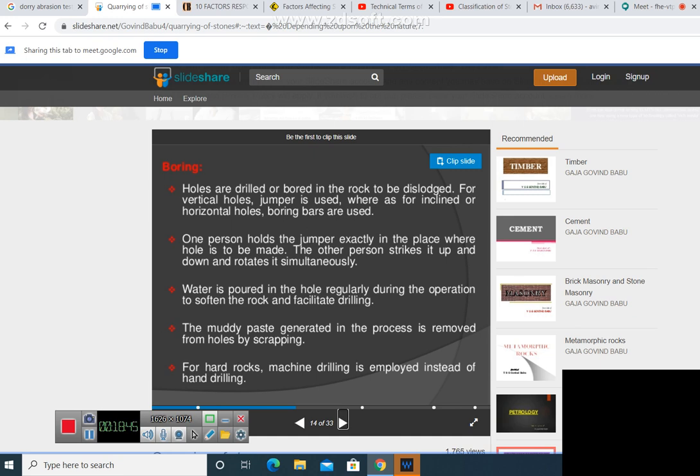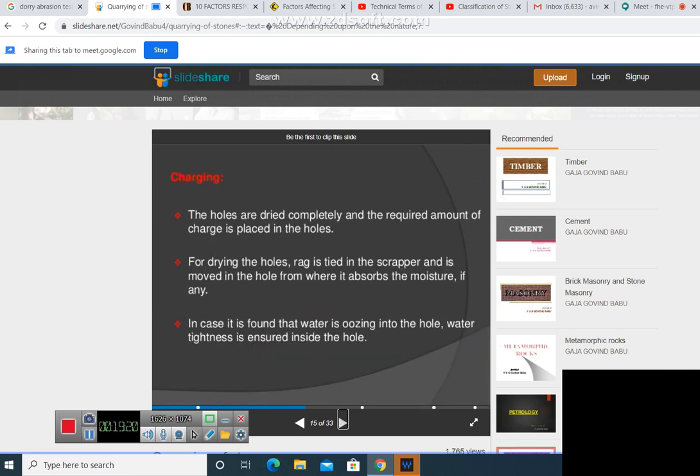Regularly during the boring operation, water will be poured inside the hole so that the drilling is easier. As the drilling continues, you will obtain a muddy paste. Already I told you that water is being added, so you will obtain a muddy paste as the drilling proceeds. The muddy paste will be removed. In some cases you will encounter very hard rocks. In such cases you will go for machine drilling instead of hand drilling.